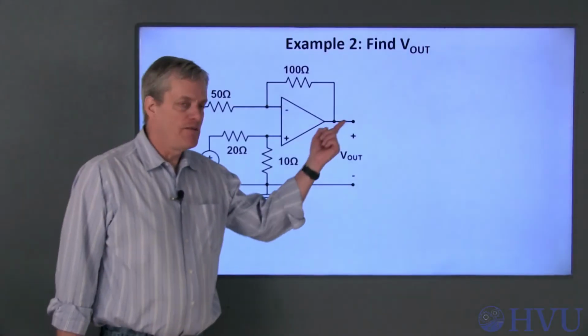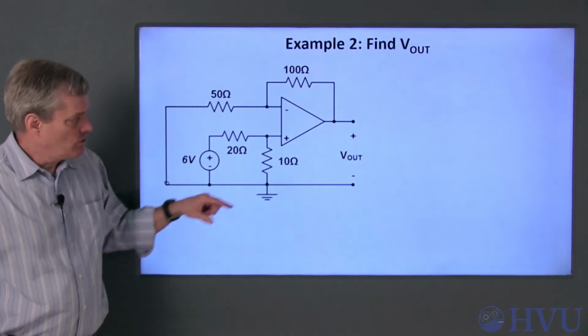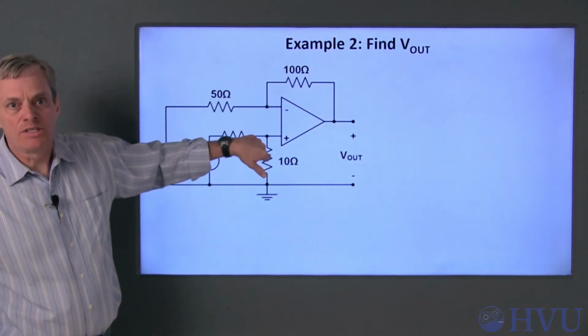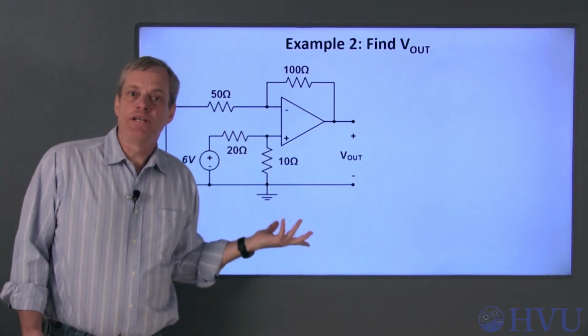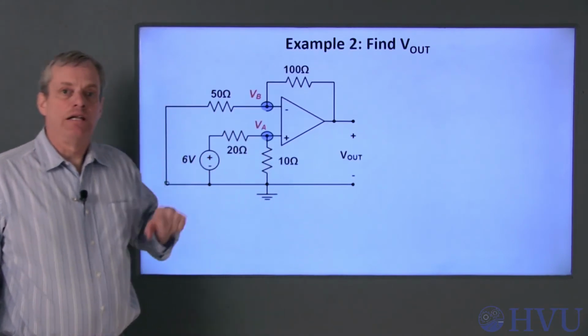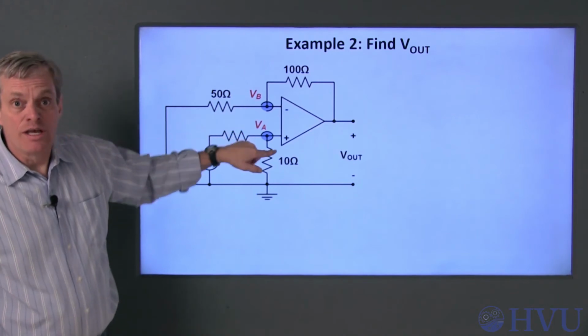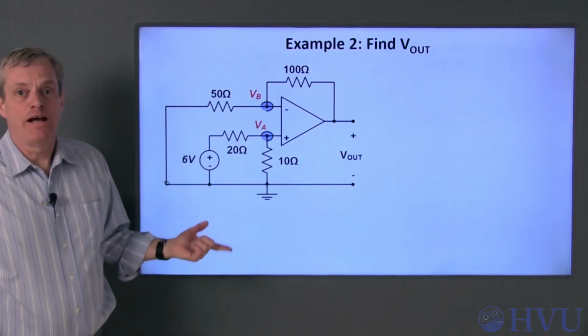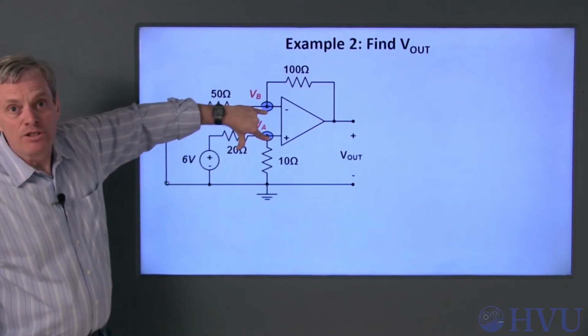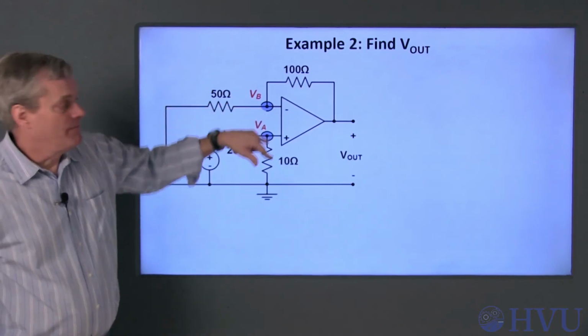Now let's try determining V out for this circuit. Looking at the voltages at the input terminals doesn't give me much information directly. It's not obvious to me what either of those voltages are. So I'll label the voltages at both of the nodes and do KCL at both nodes. After I do that, I can apply the op-amp rule that the input terminal voltages have to be the same.